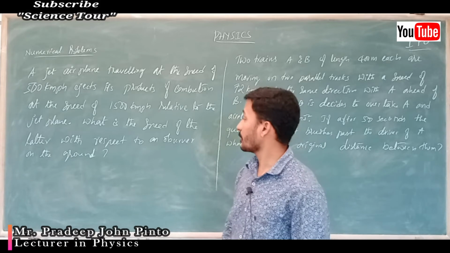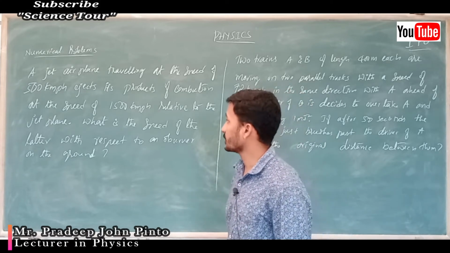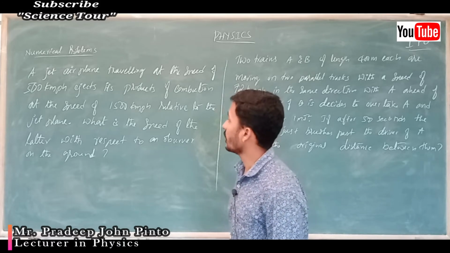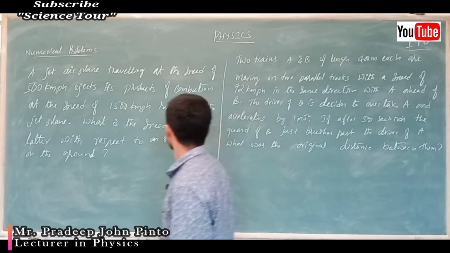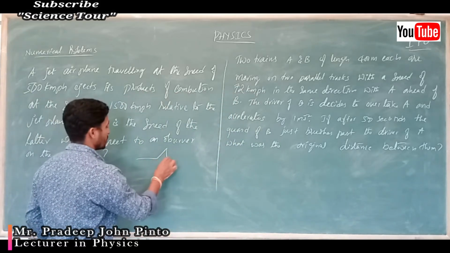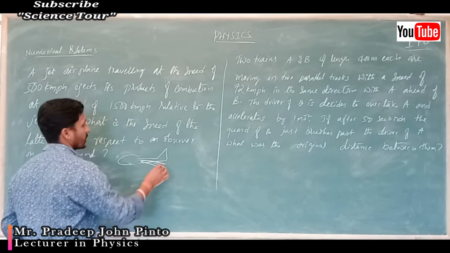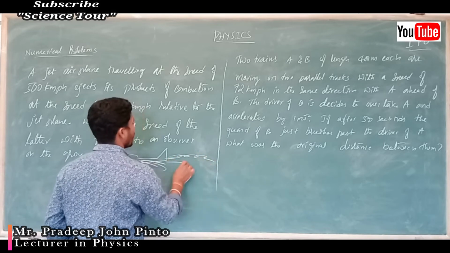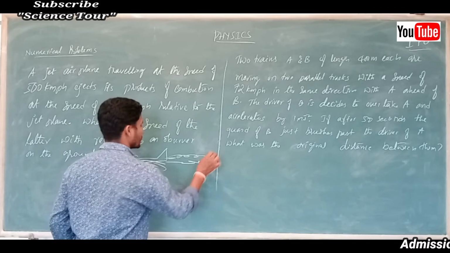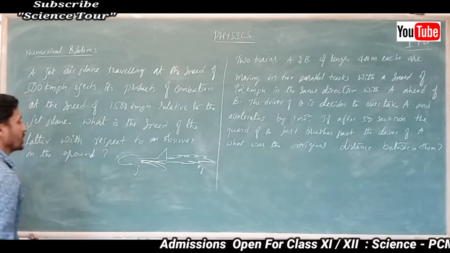So this is one more problem. A jet airplane traveling at the speed of 500 km per hour ejects its products of combustion at a speed of 1500 kmph relative to the jet plane. Say for example the jet plane is moving, and the combustion products, maybe a gaseous product, so I am going to write G. This is a jet airplane, I am going to write it as J.